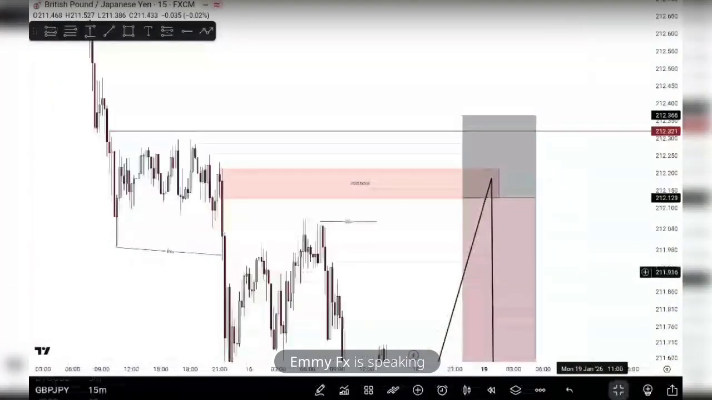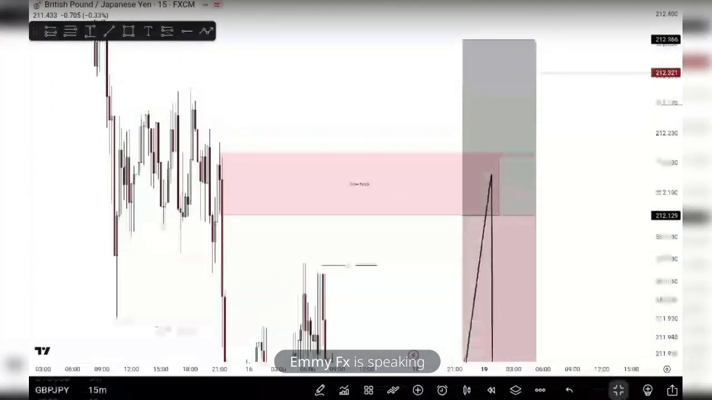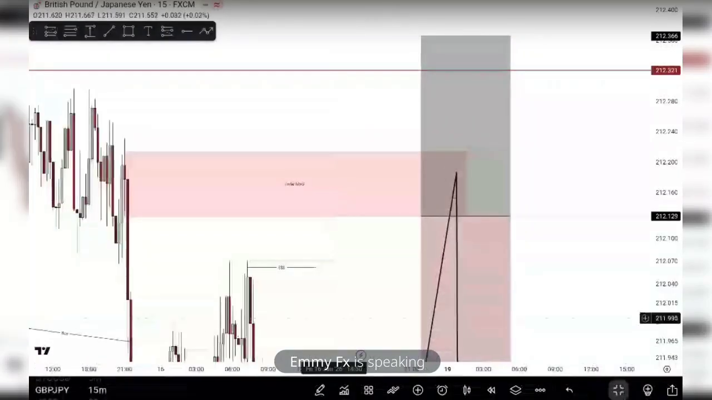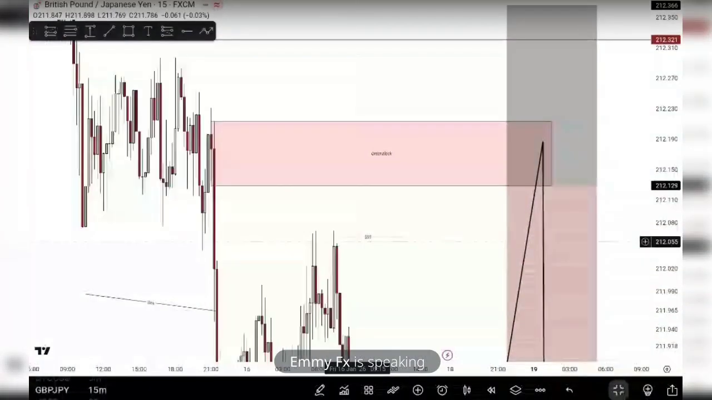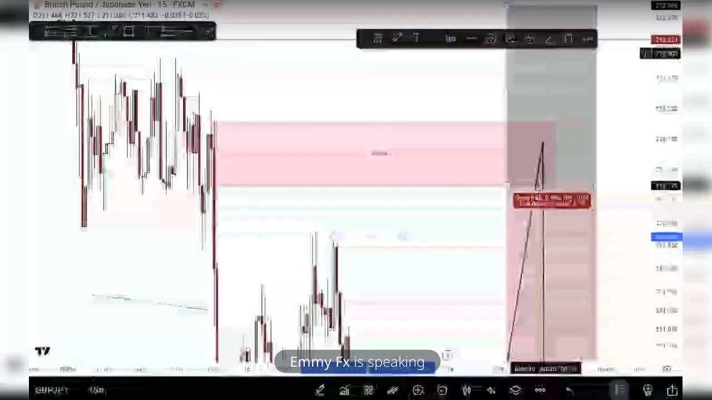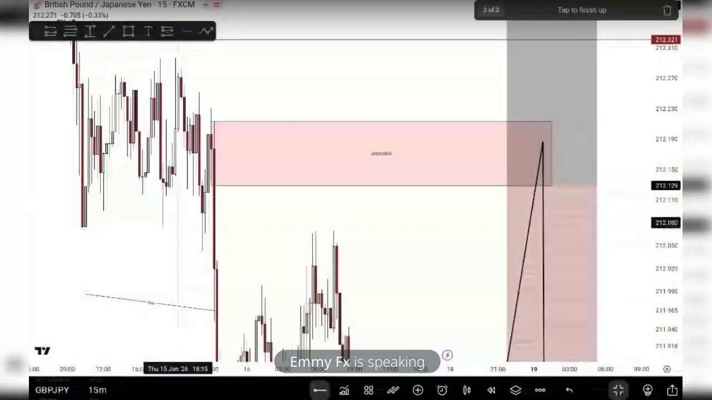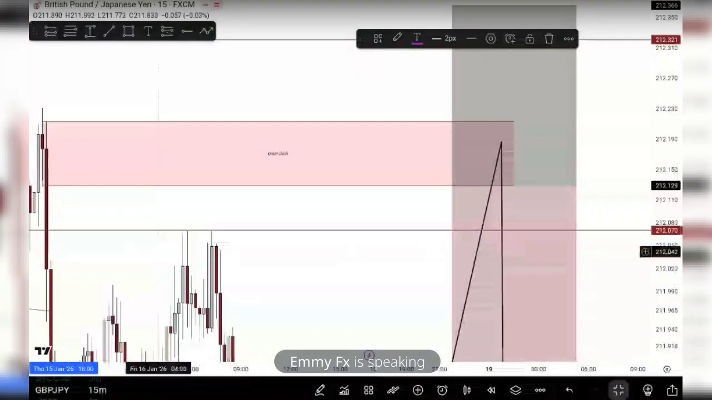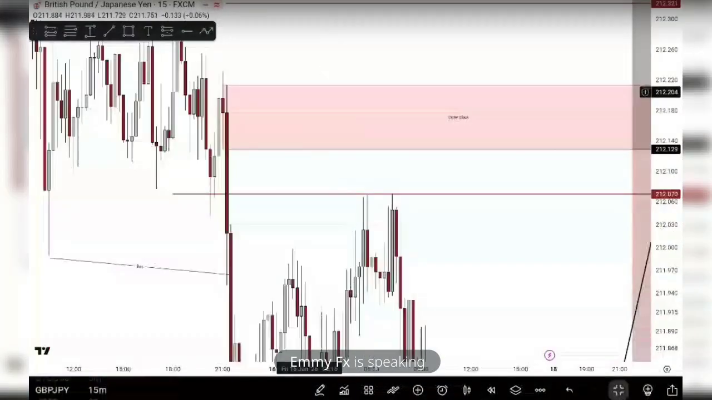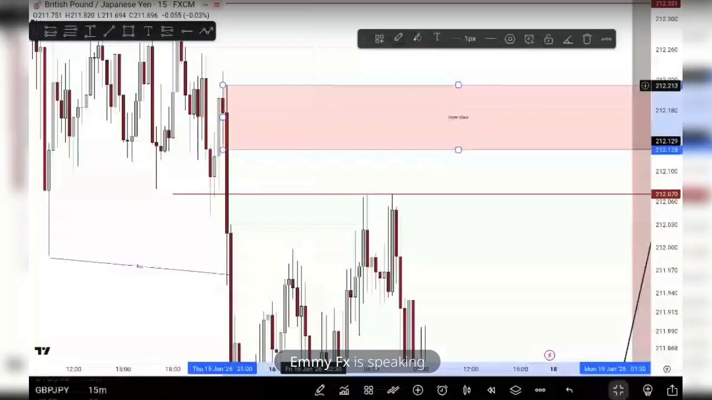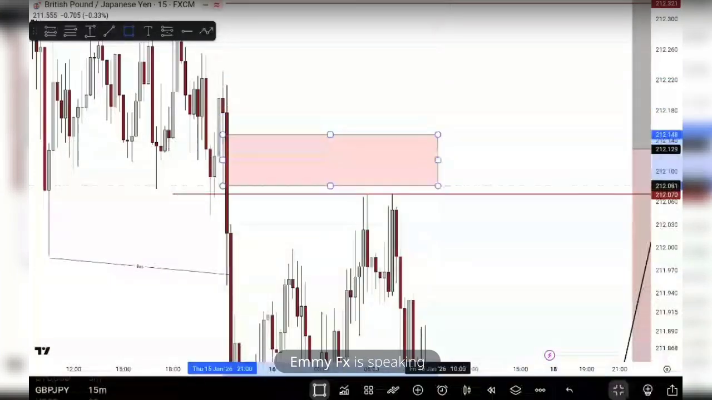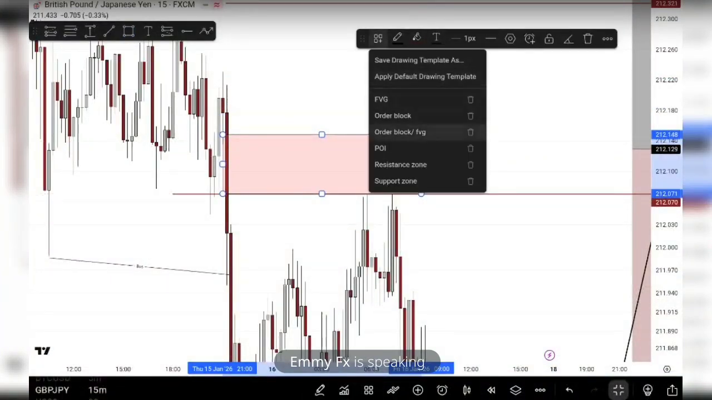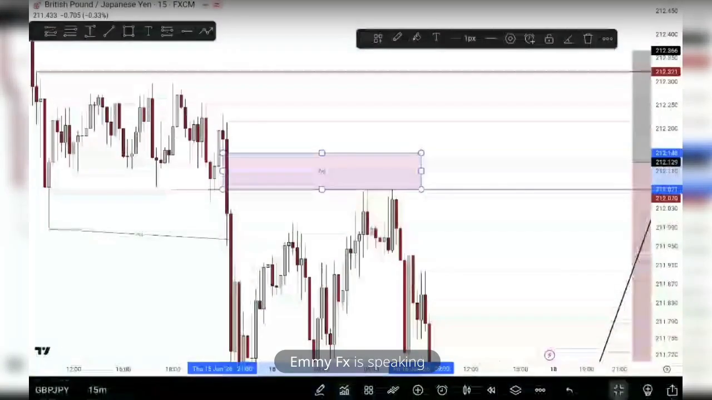Price has not covered the fair value gap. So let me just mark it for you guys. Our confluence is intact at this point, right? Let me remove this. We still have a little fair value gap which we want price to return to. It has to return back to that fair value gap and cover it.